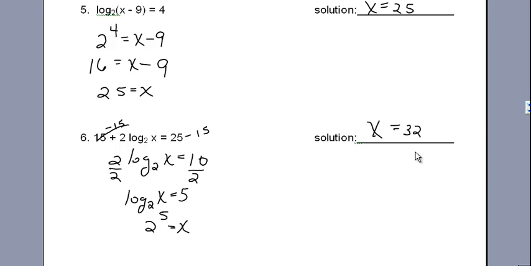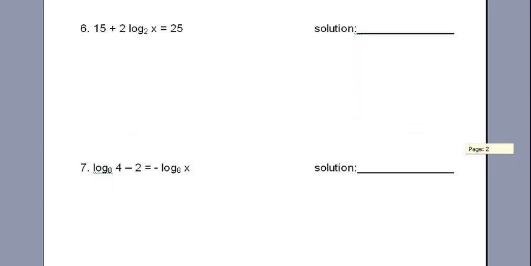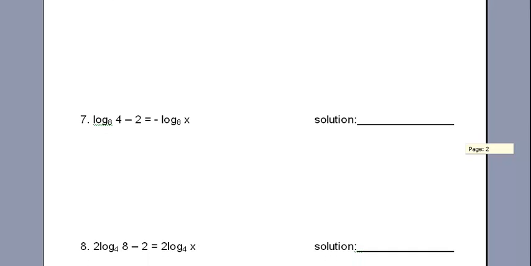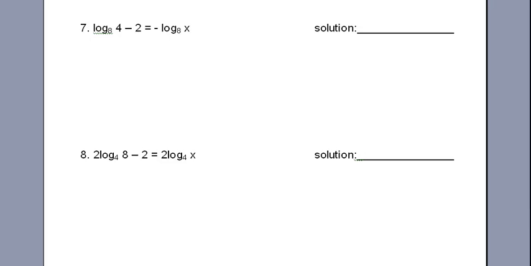Alright, let's do the last 2 problems. Work some examples so you have some information that you can use for your homework. Get this where we can ensure that they're both on the page.